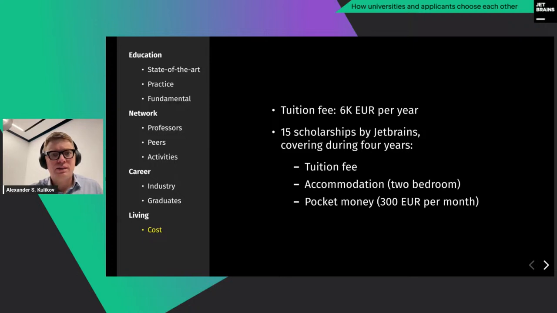The cost of our bachelor program is 6,000 euro per year, which is actually much lower compared to some other paid programs in Europe. At the same time, we have 15 scholarships by JetBrains, and these scholarships cover everything that you need to study, namely the tuition fee. So if you win this scholarship, you do not need to pay anything for your studies. You will also be given accommodation, and you will be awarded pocket money in the amount of 300 euro. All of this is given to you for 4 years.